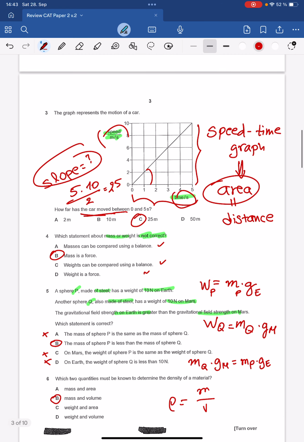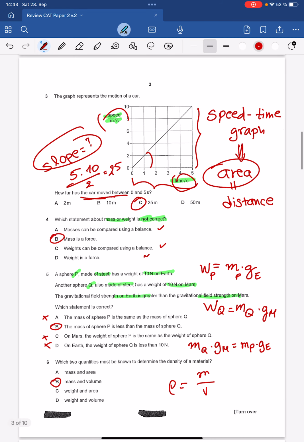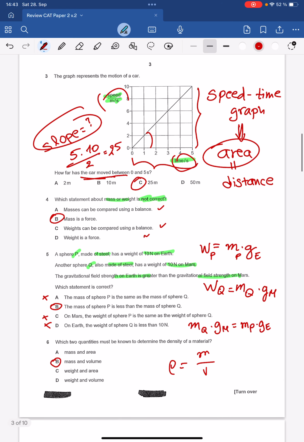So you could have done this question in less than 40 seconds if you knew what the speed time graph actually means and which variable we're looking at if we want to calculate the distance.